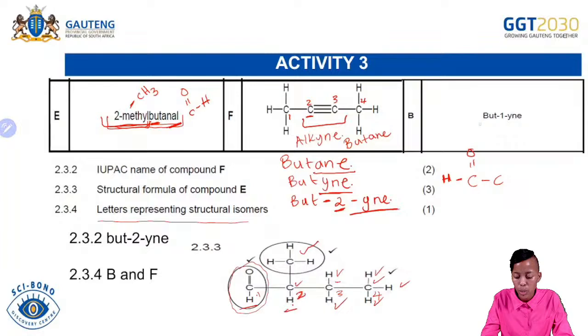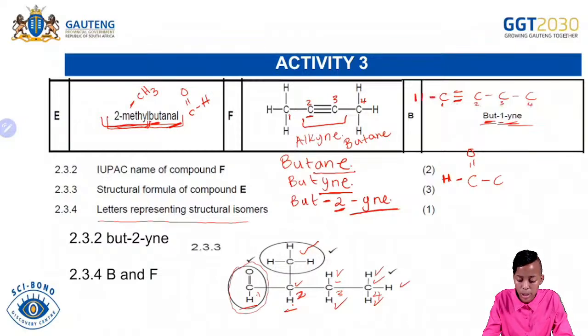So but-1-yne. The homologous series, it ends with the yne, so the homologous series would be alkyne. And then how many carbons are you going to have? Because of this but, you have a total of 4 carbons. And then on position number 1, you have the yne, which is your triple bond. So that's carbon number 1, number 2, number 3, and number 4. On carbon number 1, you have a triple bond. So therefore, you now need to draw your hydrogens.